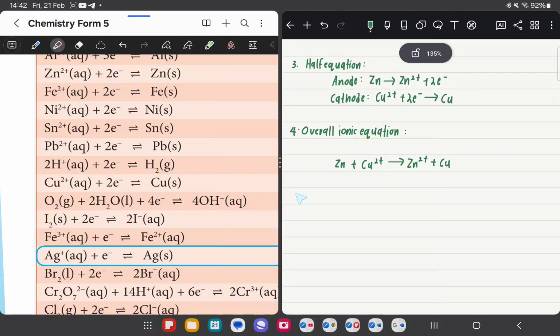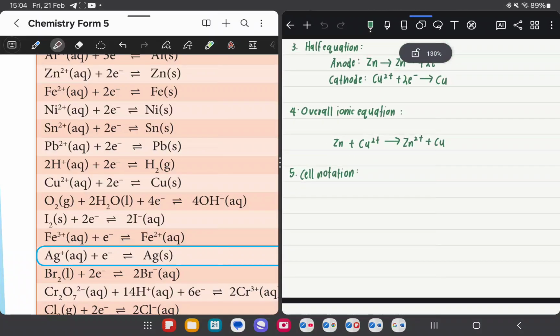Then after the overall ionic equation, what should be your next point? Your next point should be your cell notation. Yes, correct, cell notation. So the formula is very simple.